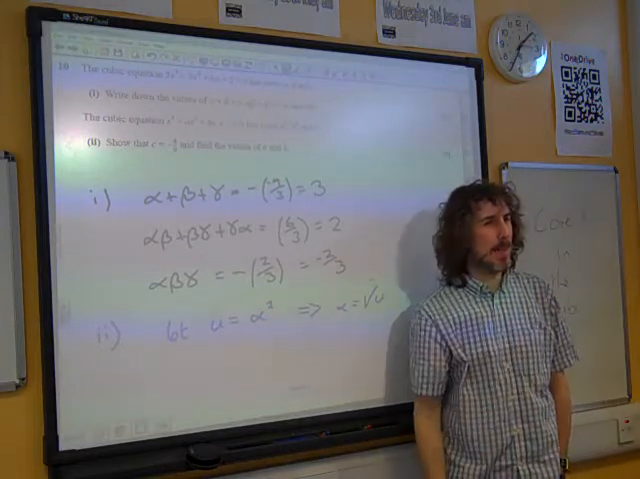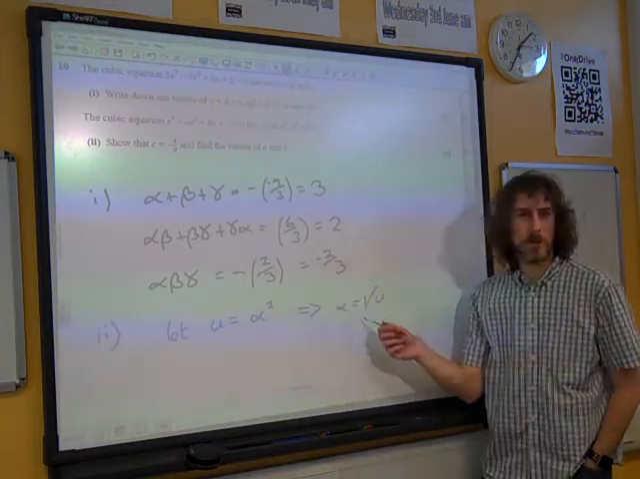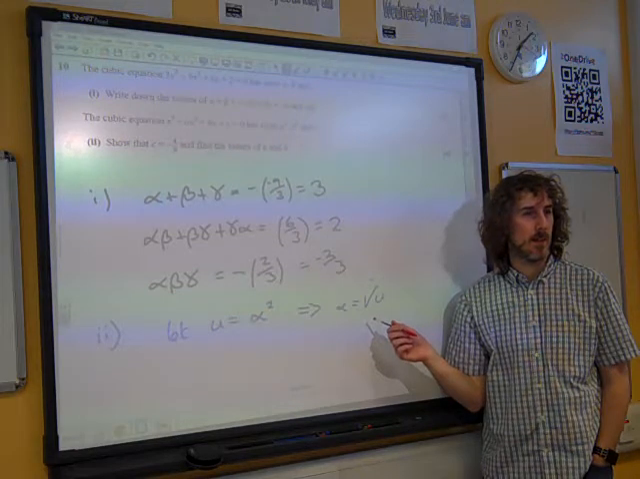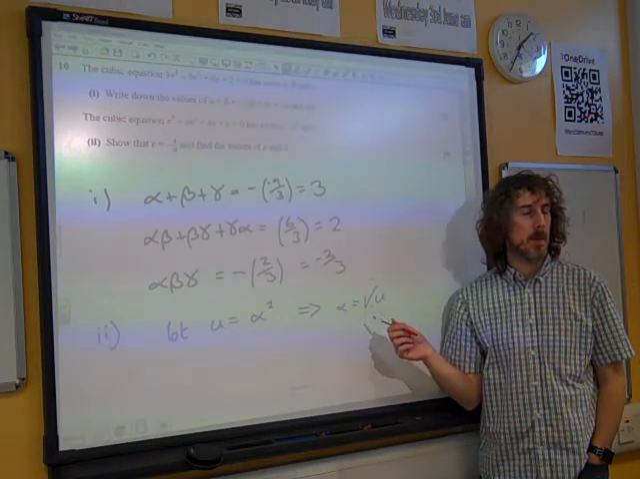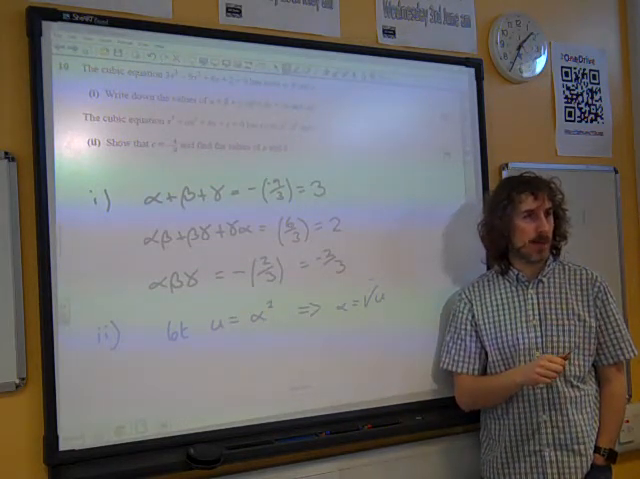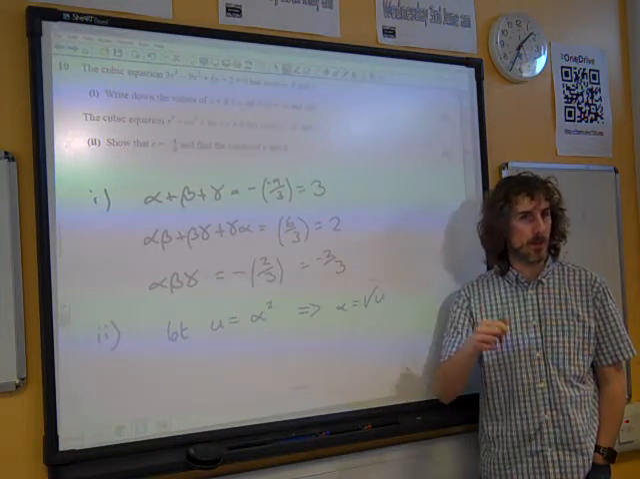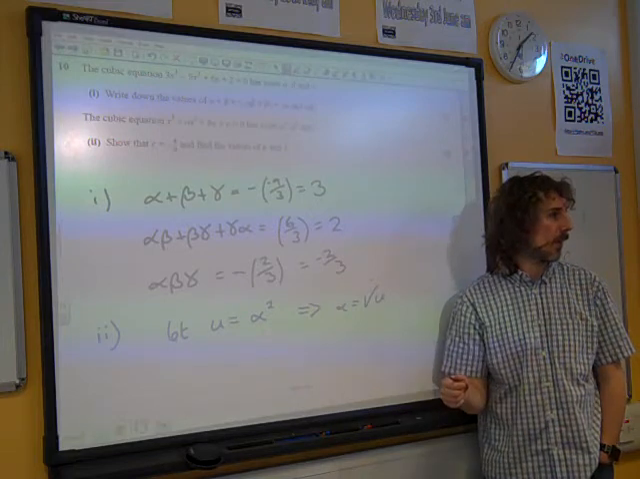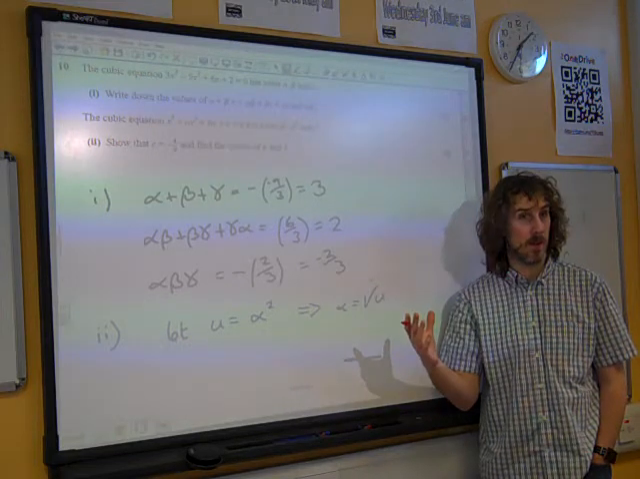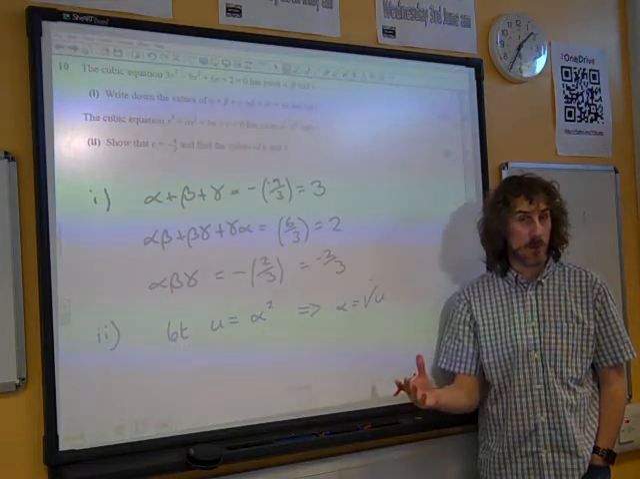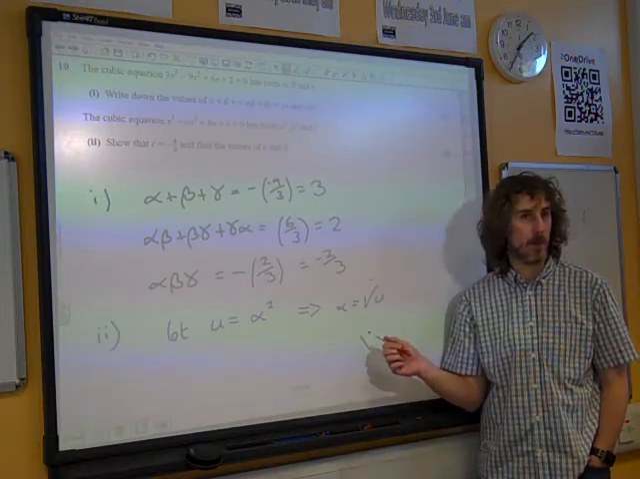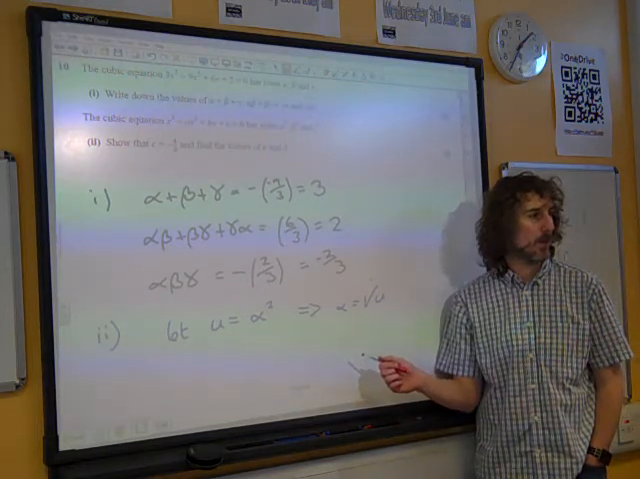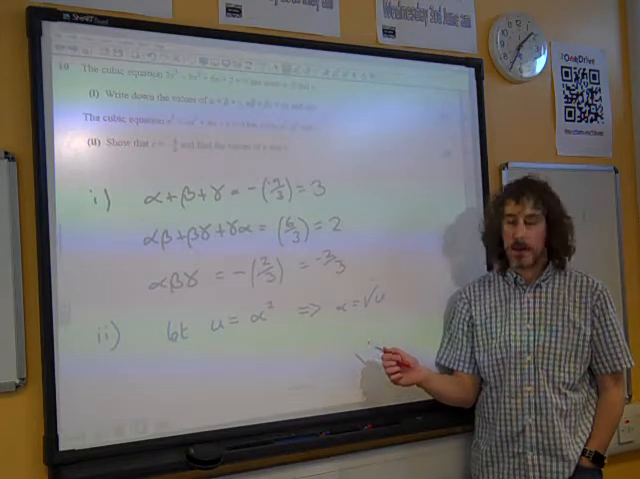Now, strictly speaking, we probably ought to put a plus or minus in here. But as we work through it, we're going to end up squaring it to get rid of the square root, at which point the plus or minus will disappear. So I think it's alright not to bother putting in the plus or minus, to just take the positive square root as we do our working out.